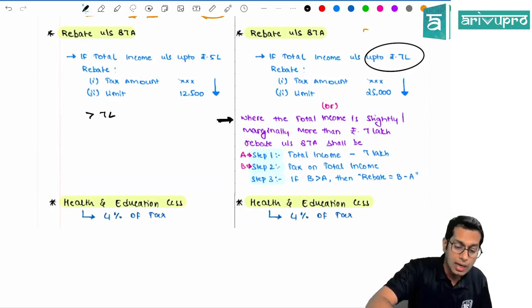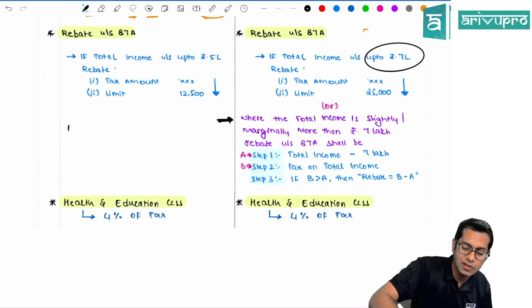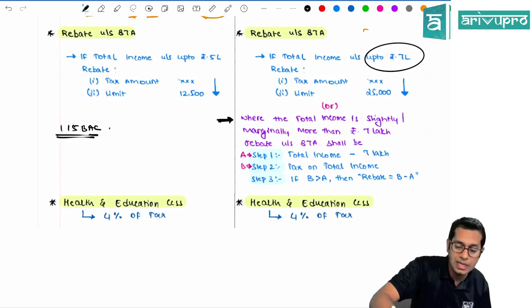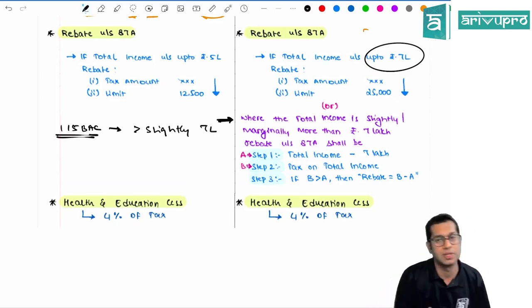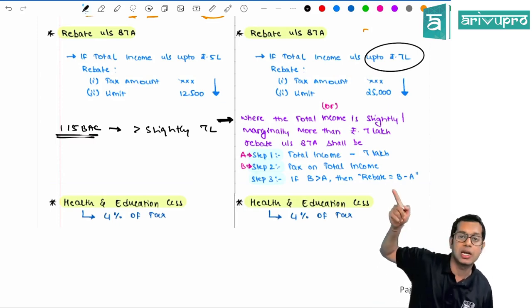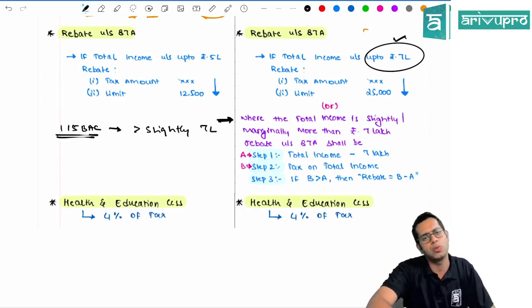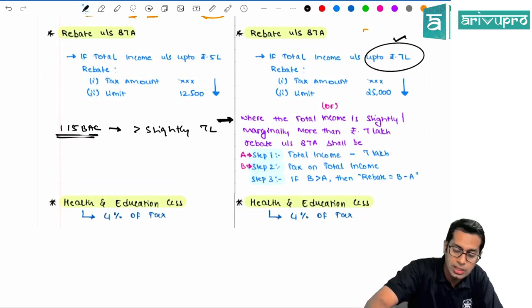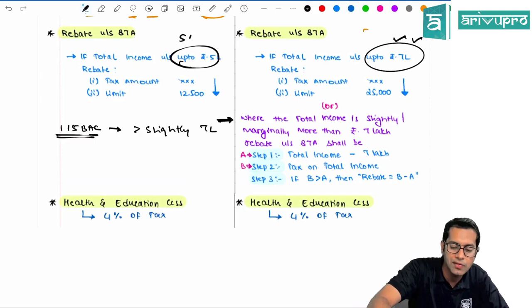But however, what the lawmaker says is, hey 115BAC person, if you have followed 115BAC and if your total income is slightly, how much, sir? Slightly more than 7 lakh rupees, then I will give you an extra rebate. See, normally the rebate will be given only if your total income is up to 5 lakh rupees under the normal provision, and up to 7 lakh rupees under 115BAC.